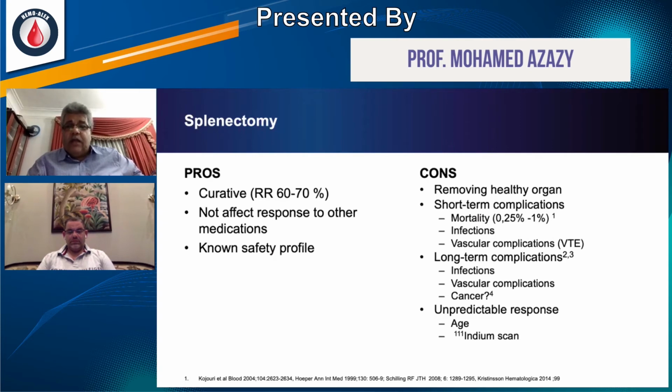What are the cons? Removing a healthy organ is very important, particularly at young age, because it's a very important immune modulatory and immune surveillance organ. Short-term complications include mortality, infection, vascular complication, particularly the VTE; long-term infection, vascular cancer, and this is another rising question: if you remove the tonsil or the spleen, the risk of cancer is rising; unpredictable response, particularly for age.